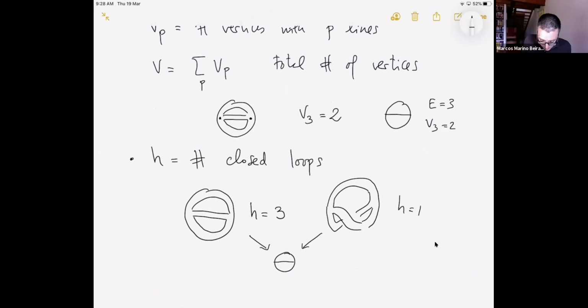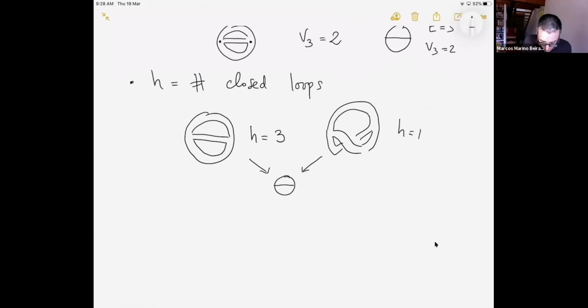Okay, very good. So now what we want to do is to count powers of parameters in a diagram.